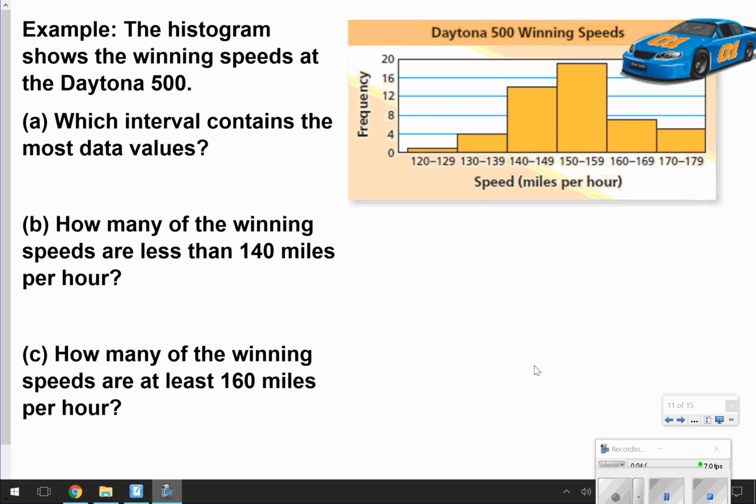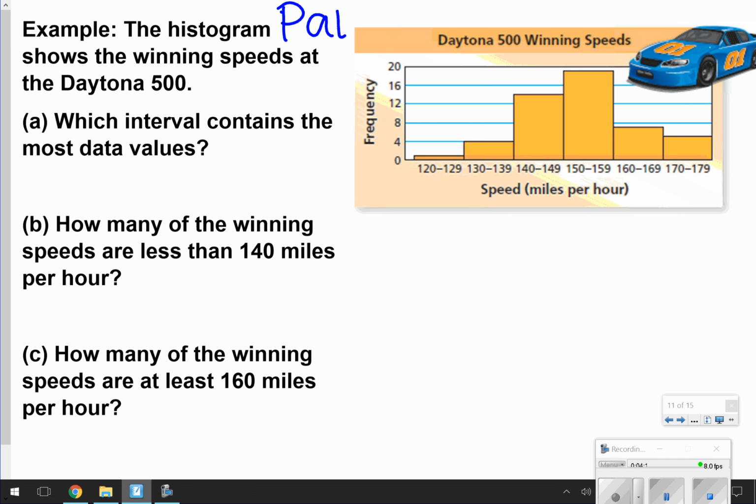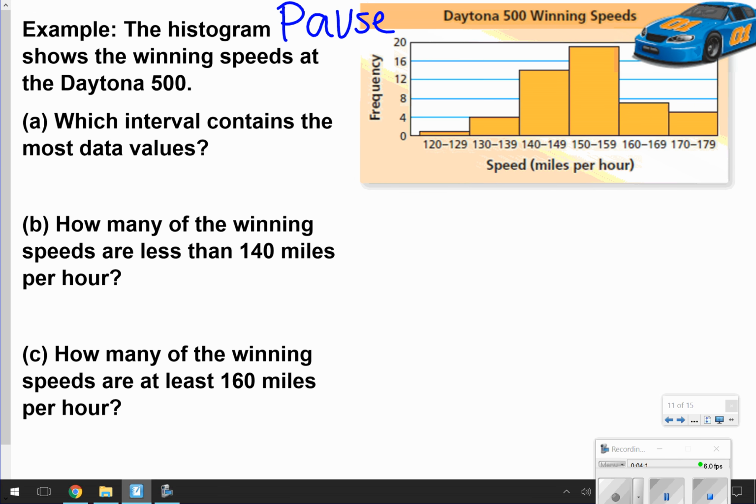These are just a few questions about this, so once again, go ahead and pause the video, answer with your partner, see if you agree, and then come back and play the video to see if you got your answers correct. The first one, which interval contains the most data? That'd be the interval of 150 to 159. How many of the winning speeds are less than 140 miles per hour? It looks like this one is definitely 4. I'd maybe say that this one's probably 1, so we would say about 5.